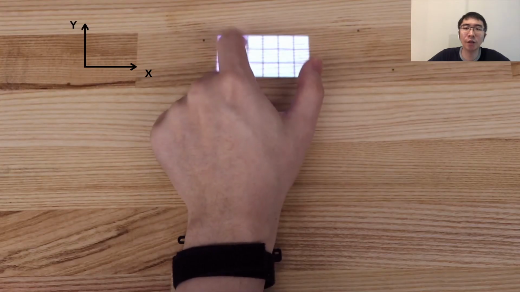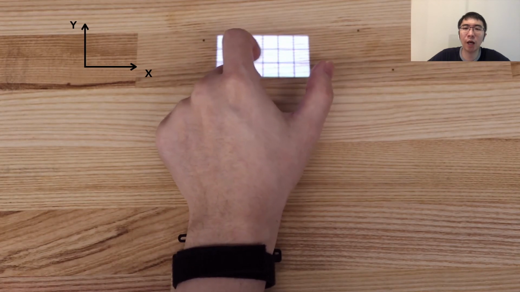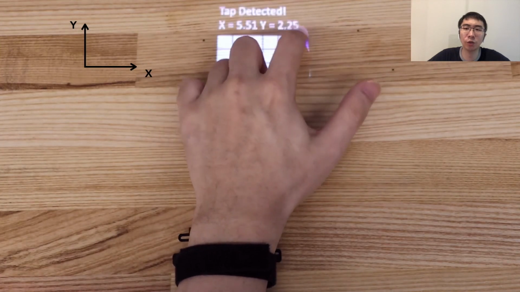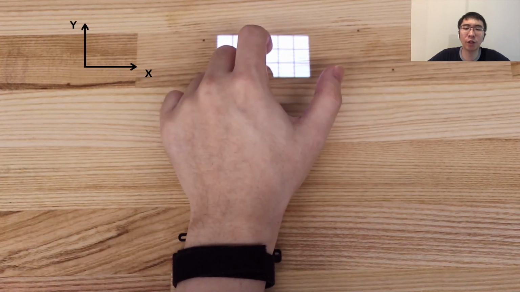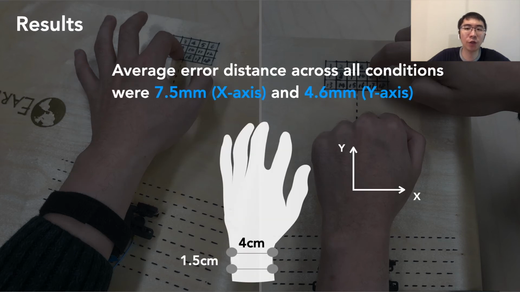As you can see here, the system can detect taps using a simple thresholding algorithm based on sensor readings, and 2 independent regression models for both axes are used to interpret the tap locations in 2D. Next, let's briefly talk about evaluation. To validate the accuracy and robustness of our sensing system, we tested our system on 5 different surface materials using 2 tap methods and 2 hand configurations. Results from 20 participants show that our system can achieve precise 2D localization across all different test conditions.